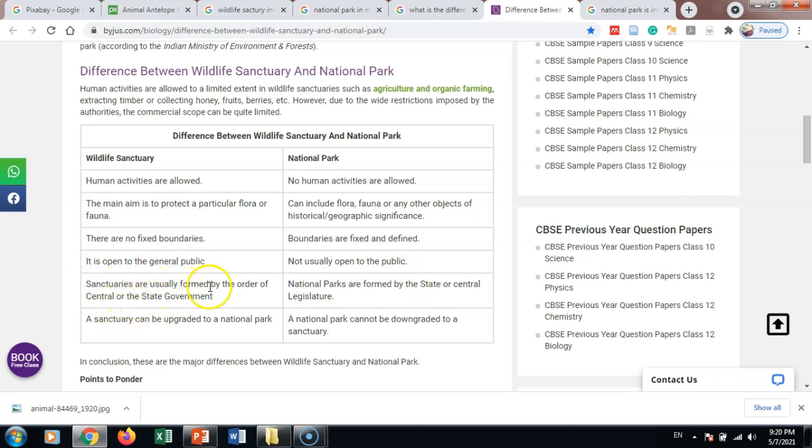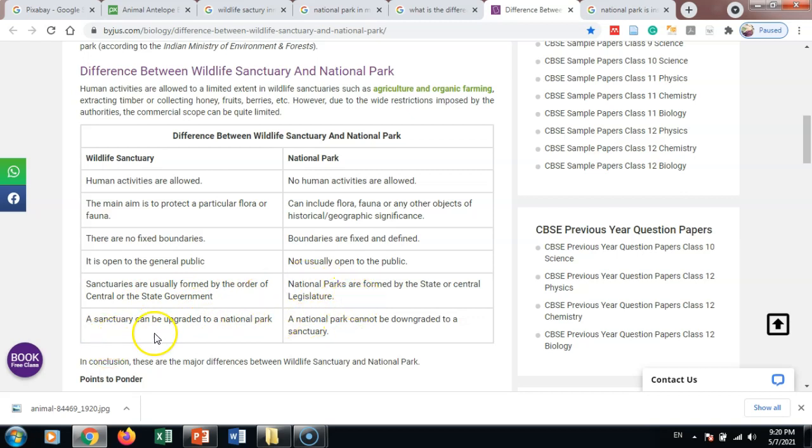Then sanctuaries are usually formed by the order of the central or state government. National parks are formed by the state or central legislature. Okay, let us revise again. Sanctuaries are usually formed by the order of the central or state government, and national parks are formed by the state or central legislature. So here is the difference between the terms government and legislature.